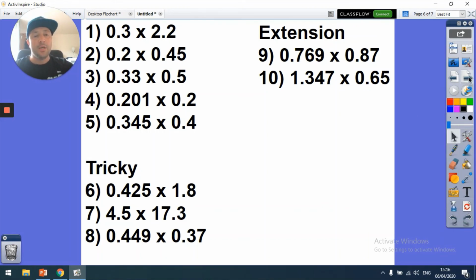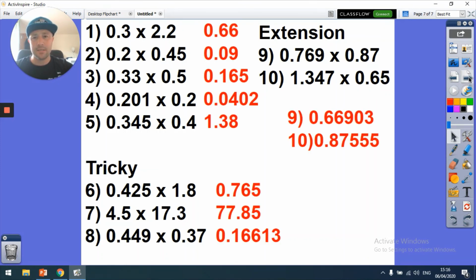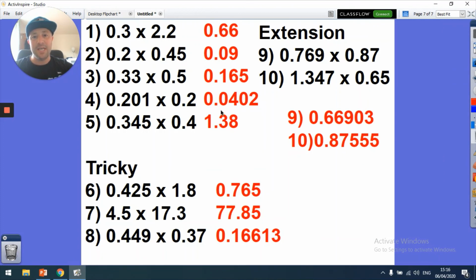So you should have paused it. You should have had a go at it. You should have worked it out. Here are your answers. So 0.66, 0.09, 0.165, 0.0402, 1.38, 0.765, 77.85, 0.16613. Tricky ones now. This is number 9, 0.66903, and this huge one here, 0.87555. I hope that really explains it.